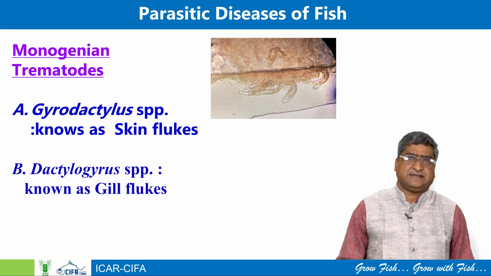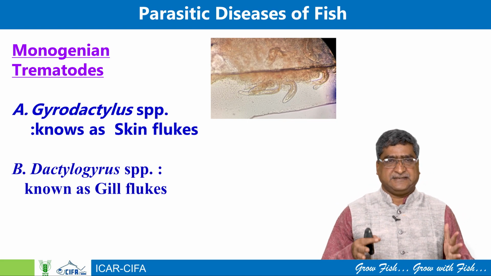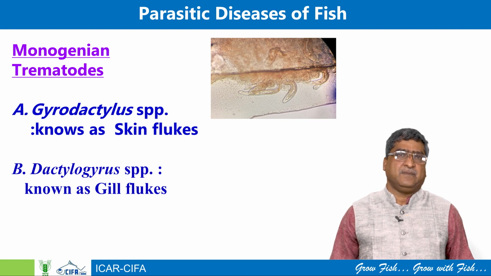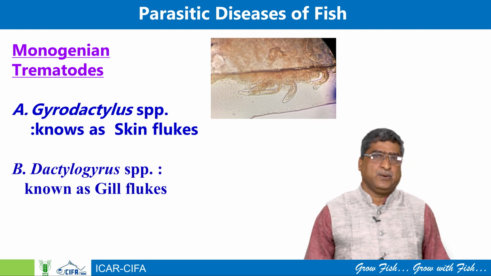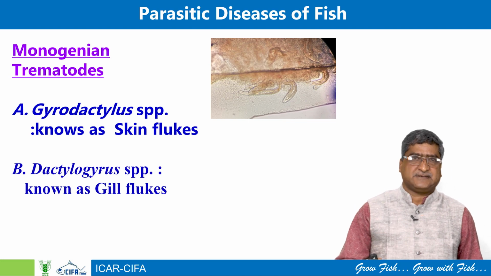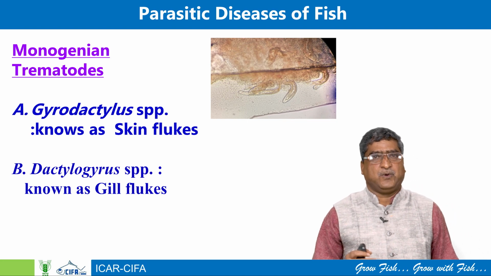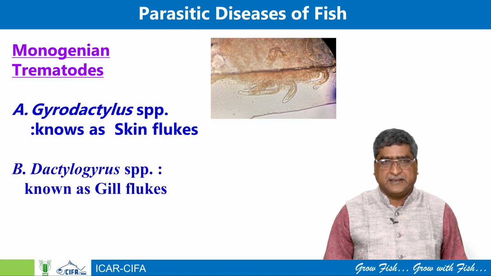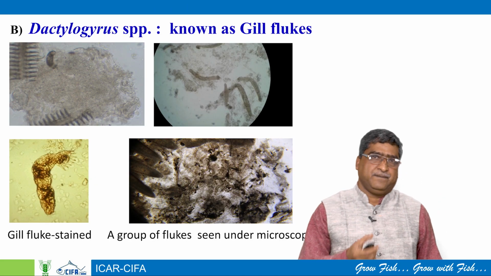Then coming to parasitic disease, as I told you, in the freshwater culture system, parasitic disease is very, very important compared to bacterial diseases. The number one parasite responsible comes in the category of monogenean trematodes. Two types are there: Gyrodactylus and Dactylogyrus. Gyrodactylus is the skin fluke; it affects the skin, and Dactylogyrus affects the gills, called the gill fluke. So this is the picture of Dactylogyrus.